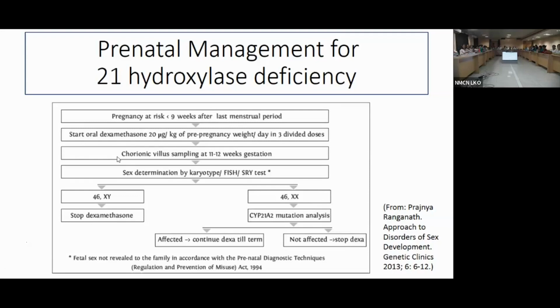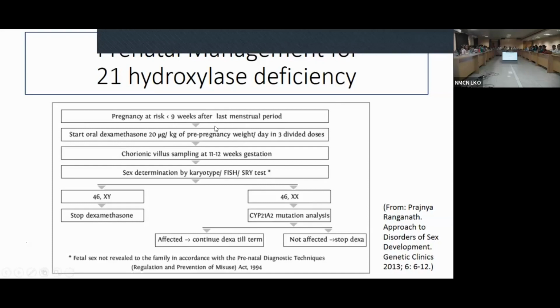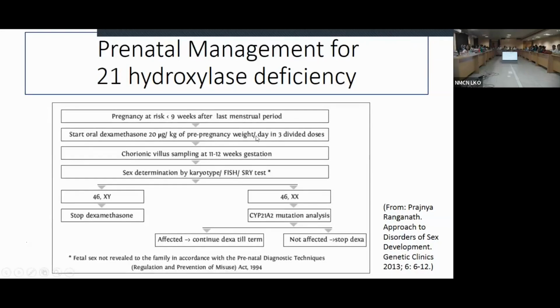Then what you can do is, about 9 weeks after the last menstrual period, the lady can be started on oral dexamethasone in 3 divided doses, which is about 20 micrograms per kg of the pre-pregnancy weight. Then you do CVS at 11 to 12 weeks or 13 weeks of gestation. Of course, this step is a bit problematic in India because it's not allowed. There are some clauses where it says that you could reveal, but there's a lot of gray area here. So most people would not like to reveal what the gender is.